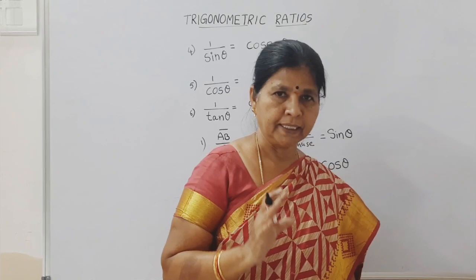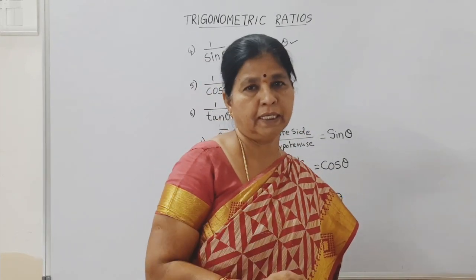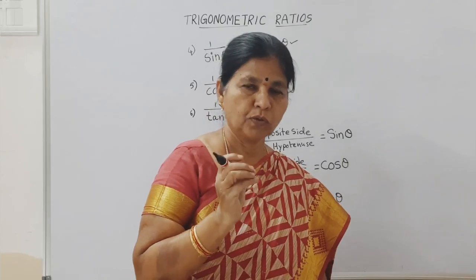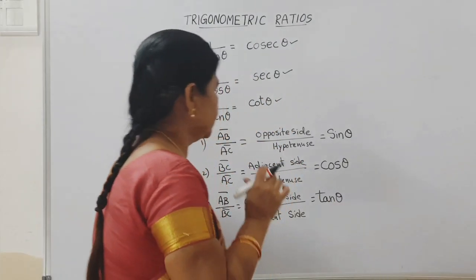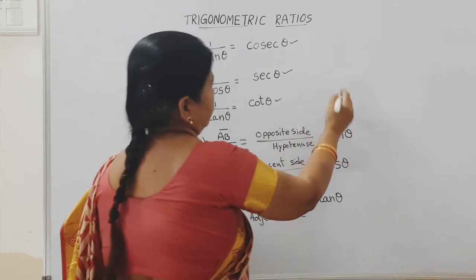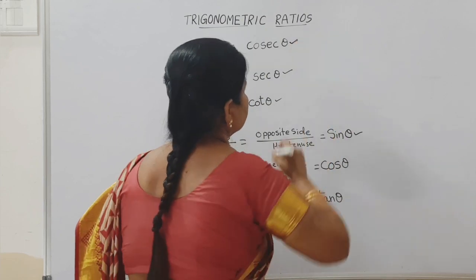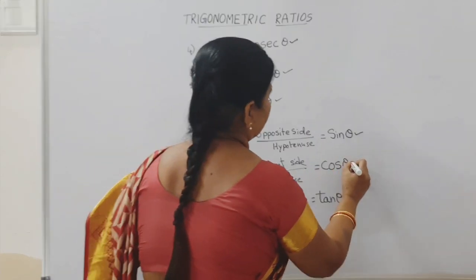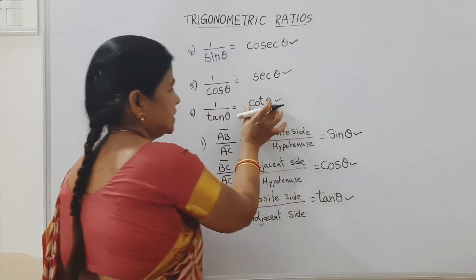You have to practice them. There is no short way or short trick to remember this. Practice only makes maths easy. You have to practice these very well. The reciprocal of sin theta is cosec theta, the reciprocal of cos theta is sec theta, and the reciprocal of tan theta is cot theta.